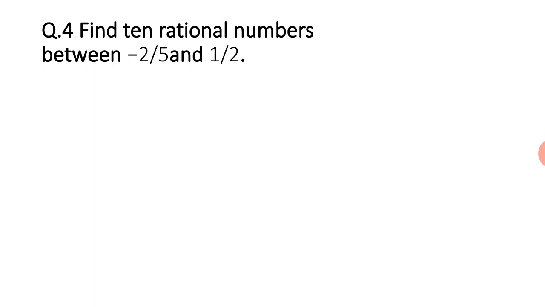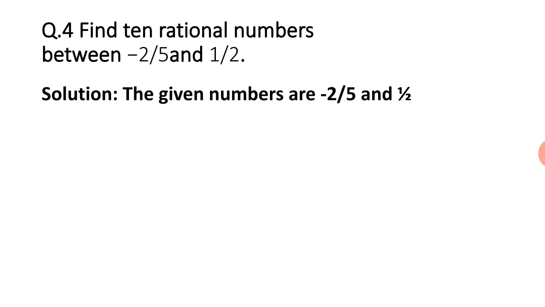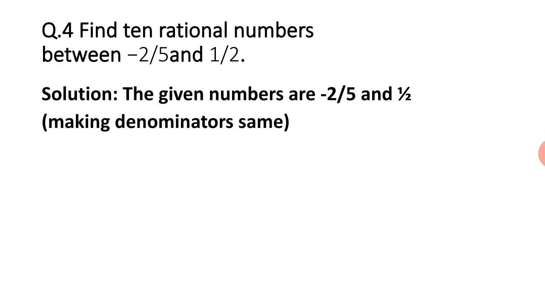Next, question number 4. Find 10 rational numbers between -2 by 5 and 1 by 2. Now here you have a particular system. Let us try to understand the system. The given numbers are written as -2 by 5 and 1 by 2. The first thing you have to make is make the denominators same. And how do you do it? Obviously by LCM method. What is the LCM of 5 and 2? Yes, it is 10. So you have to make both the denominators to be 10.